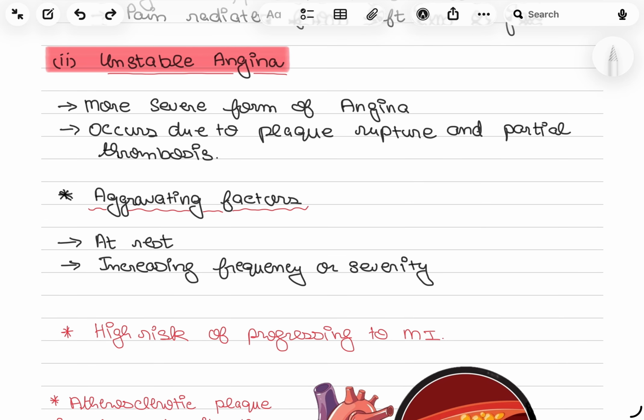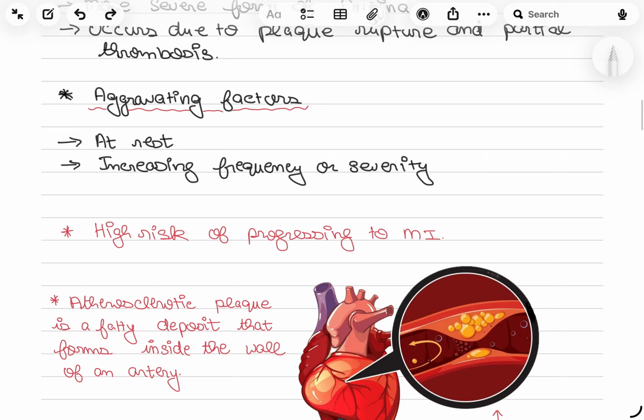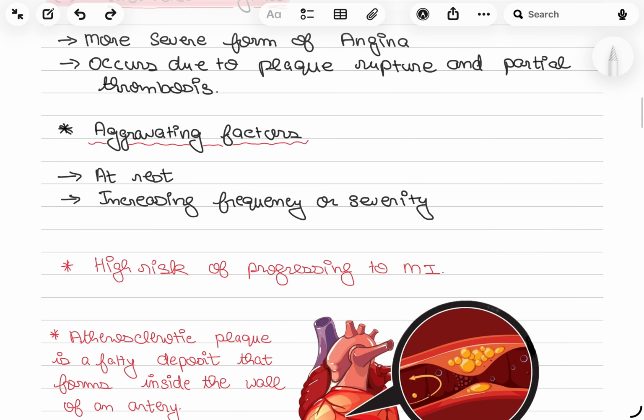Second type is the unstable angina. This is the most severe form of angina. It occurs due to plaque rupture or partial thrombosis. What are the aggravating factors? Aggravating factors are pain at rest, and second is the increased frequency and severity. Unstable angina has a high risk of progressing to myocardial infarction.